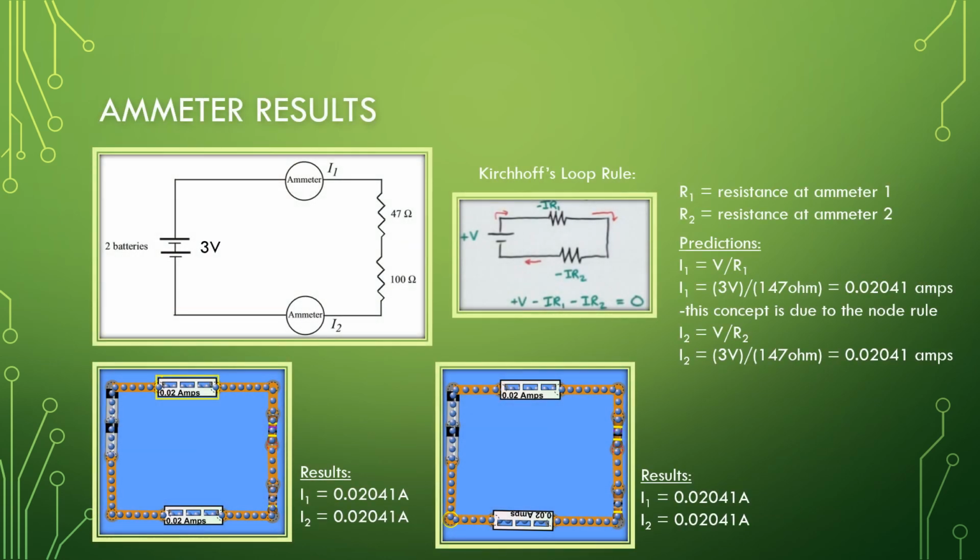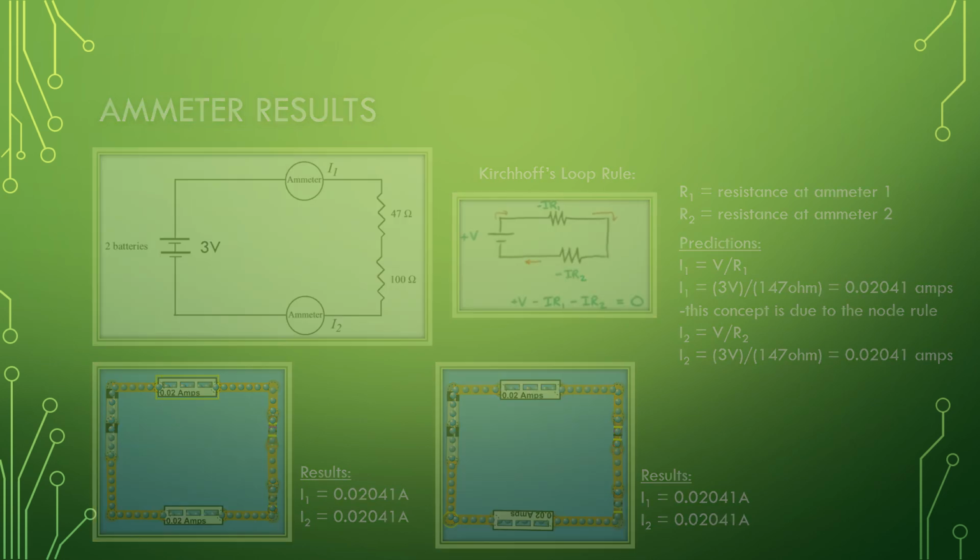When we create a simple series circuit, much like the one in the top left-hand corner image, we are able to use the loop rule and the node rule to predict the amperage values of the current. The value of current through each of the resistors is 0.02041 amps according to our predictions, and these values are the same due to the node rule. When the circuit is actually set up in an experiment setting, we get that our predictions are correct. And even if the ammeter on the bottom is reversed, the current remains the same.